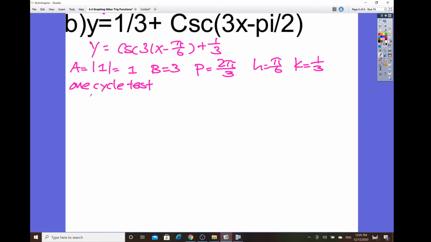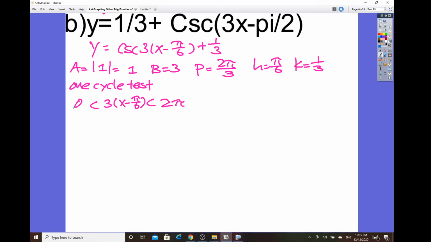So for the 1 cycle test, we do have from 0 to 2 pi. And you might be wondering, why do I include that 0 and 2 pi? Well, because for the parent graph of cosecant, it's 0 and 2 pi. Those are the vertical asymptotes. Okay, so the quantity 3 times the quantity of x minus pi over 6, you want to put it here in the middle. And you might be wondering, can I put the original one? Yes, either way is fine.